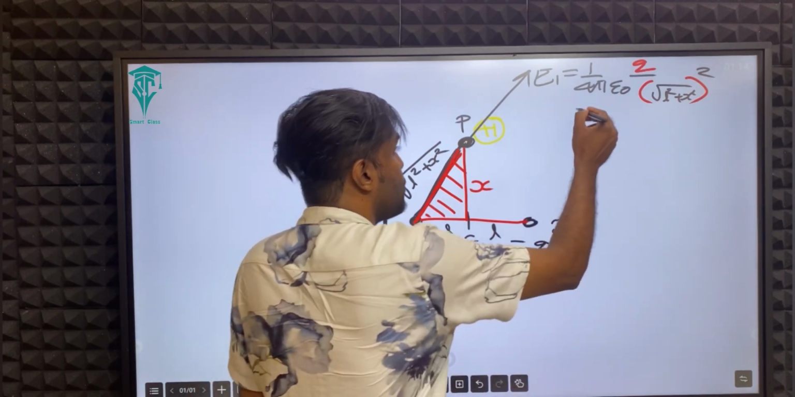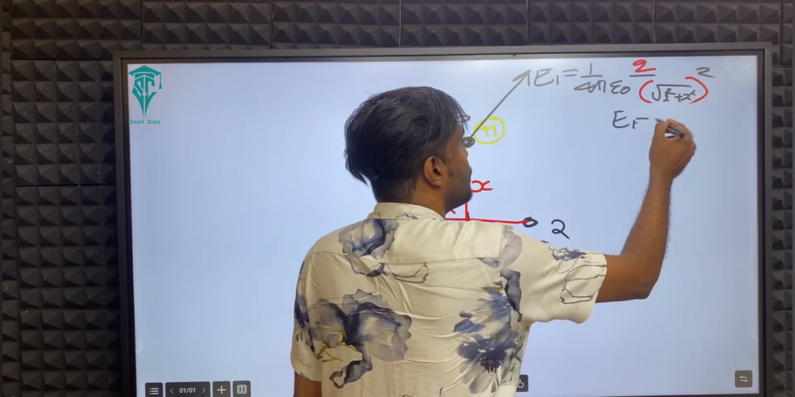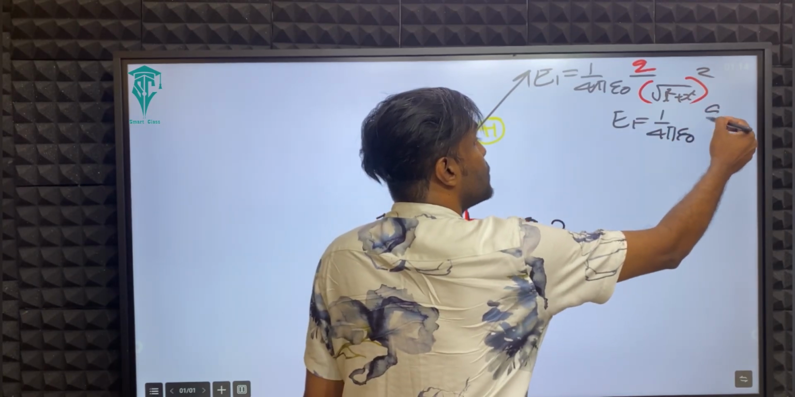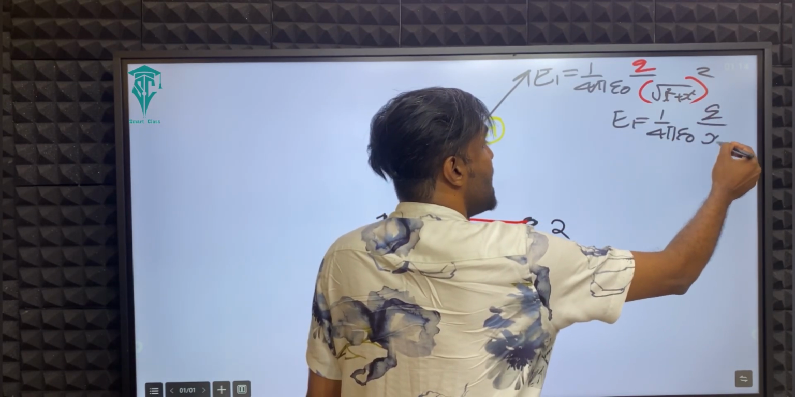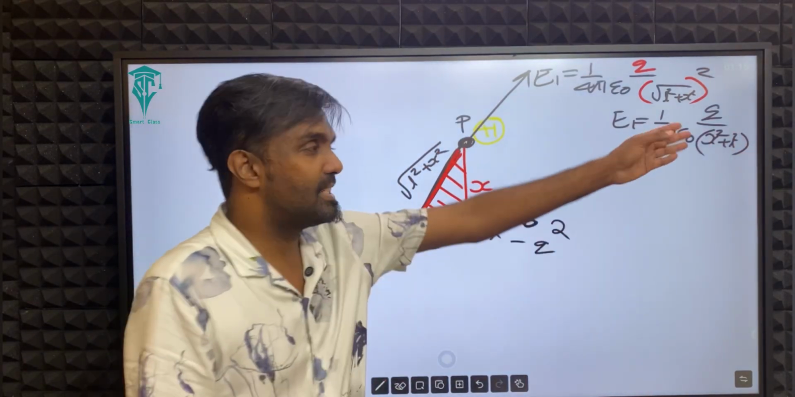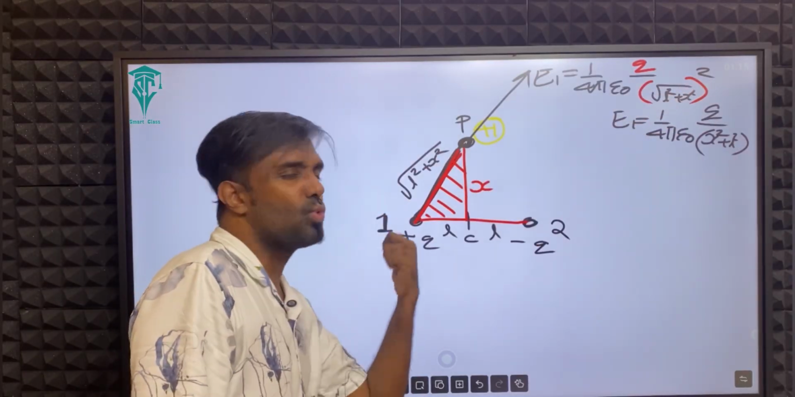Then what about E1, guys? Please write E1 there. E1 is equal to 1 by 4 pi epsilon 0 times Q divided by L square plus X square, guys. That's it. That's the electric field intensity due to plus Q.